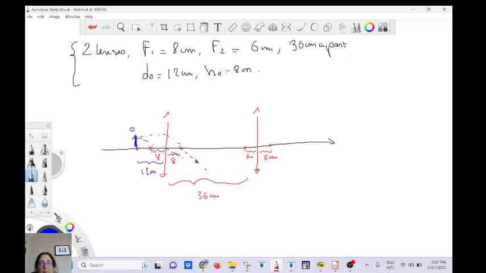So this is 8. 2 times 8 is 16. So this is 16. That means you expect to have an enlarged real image. Okay, I didn't draw it to scale. If I do it to scale, this is 8, so somewhere here, 12, let's say, this is 12 in between. This is 8, twice the focal length, and the object is somewhere here. So I'm going to get something enlarged and upside down.